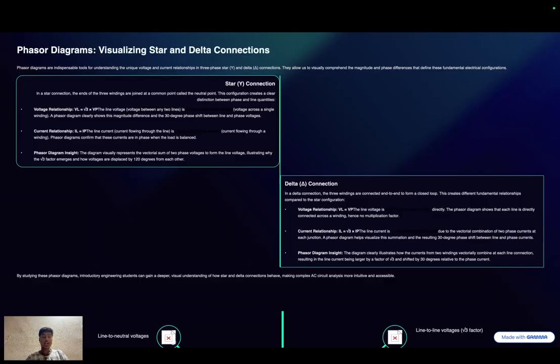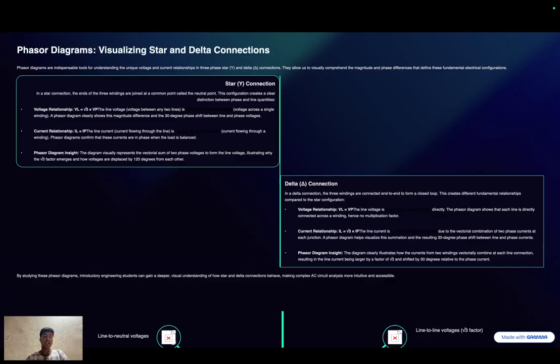By comparing star and delta connections, let's now summarize the key differences between the two systems. Line voltage in star connection is root 3 times the phase voltage, whereas in delta connection it is equal to the phase voltage. Line current in star connection equals phase current, whereas in delta connection it is root 3 times the phase current. Neutral point exists in star connection but does not exist in delta connection.